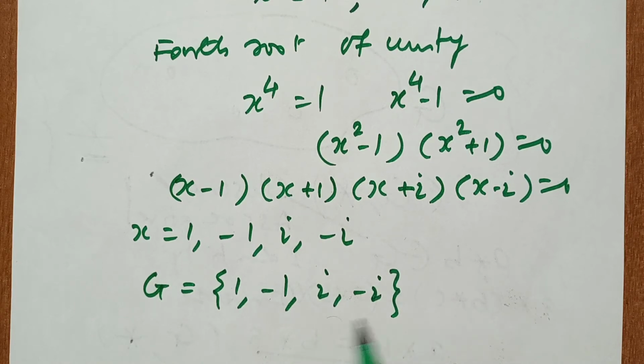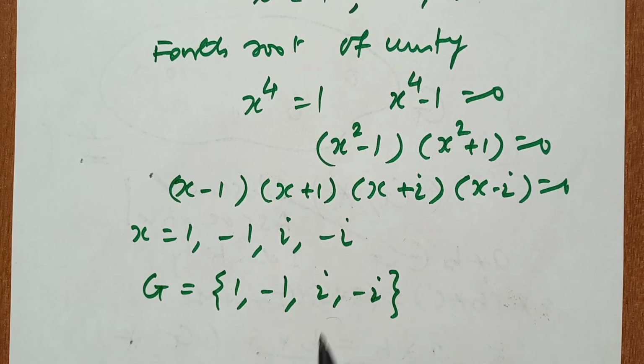So let us suppose G is equal to {1, minus 1, i, minus i}. Here we get a non-empty set G. G has 4 elements: 1, minus 1, i, minus i. Here we need to show this set is a group with respect to multiplication. This is a very simple question, as we have explained for the cube root of unity. So in this case we have to prove G is an abelian group with respect to multiplication.